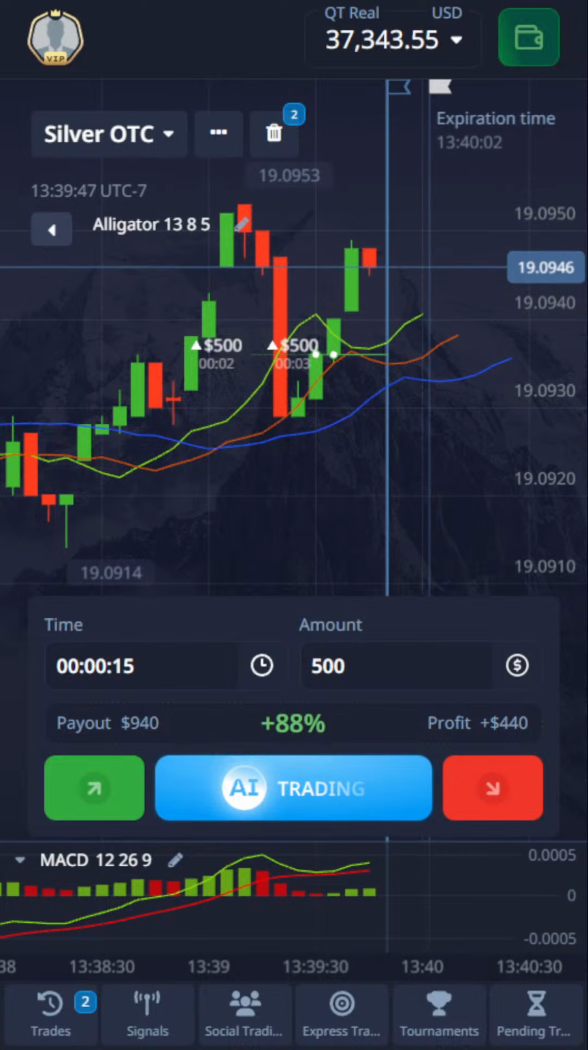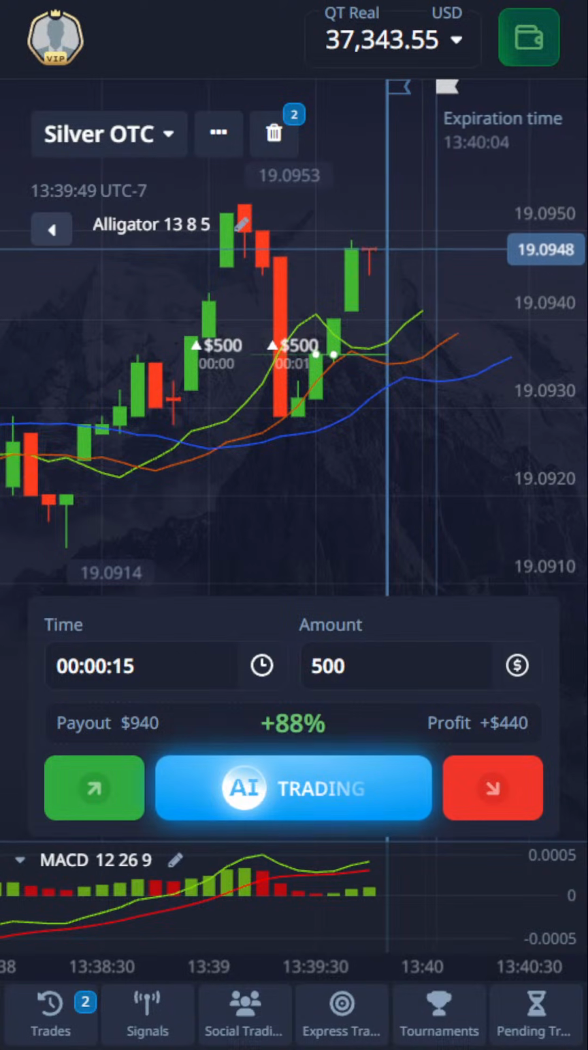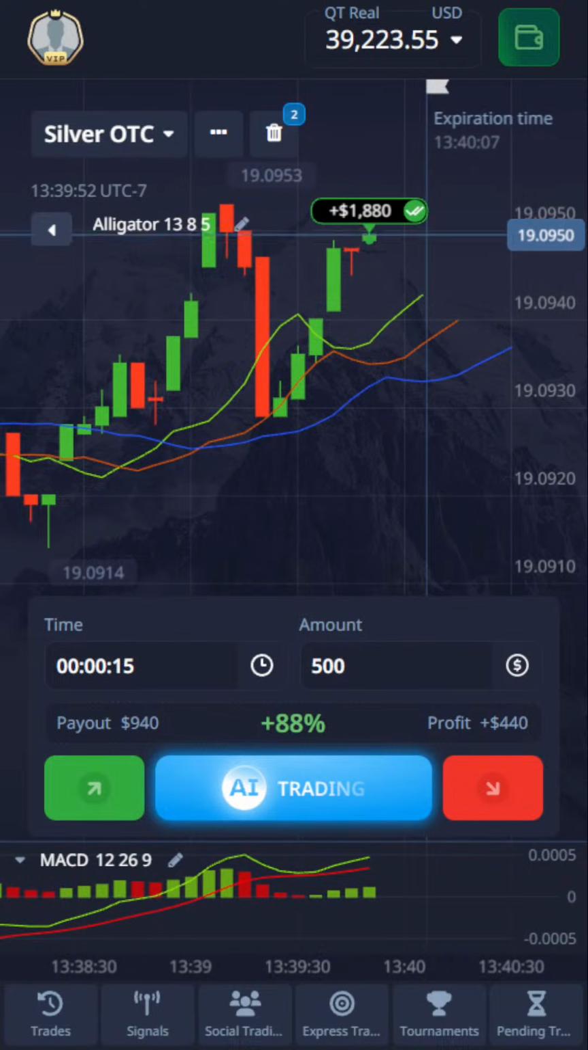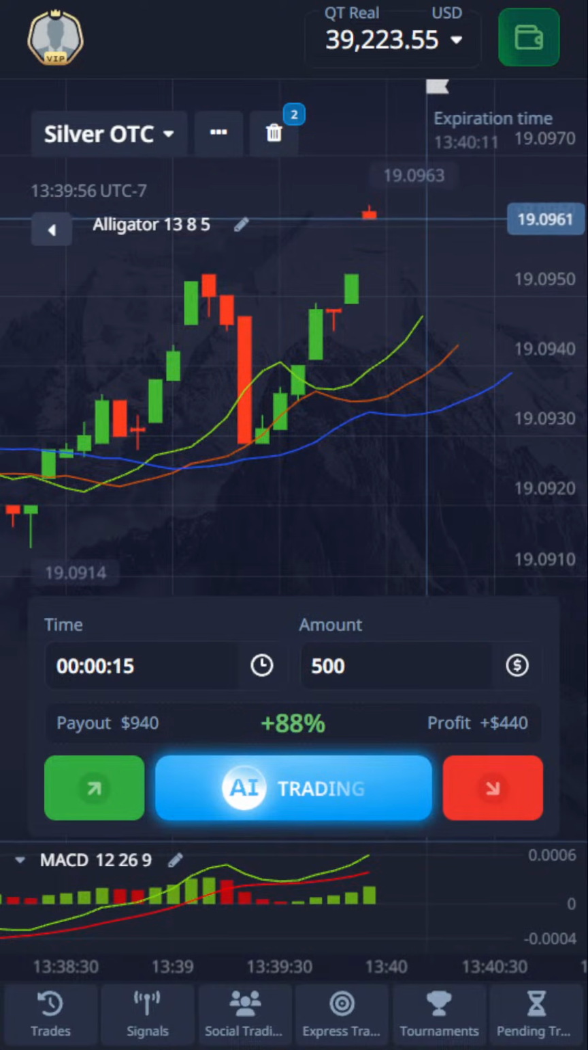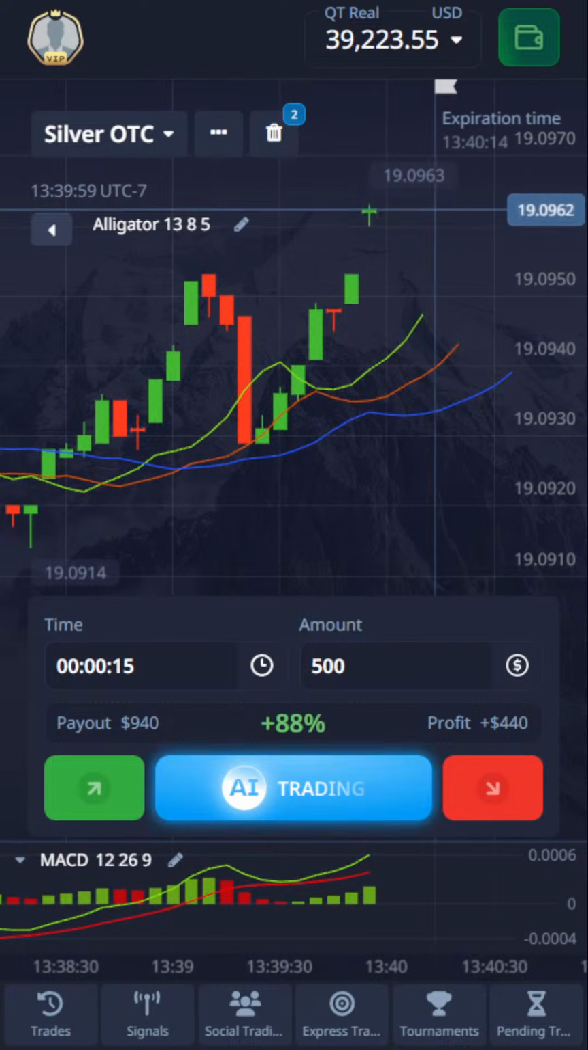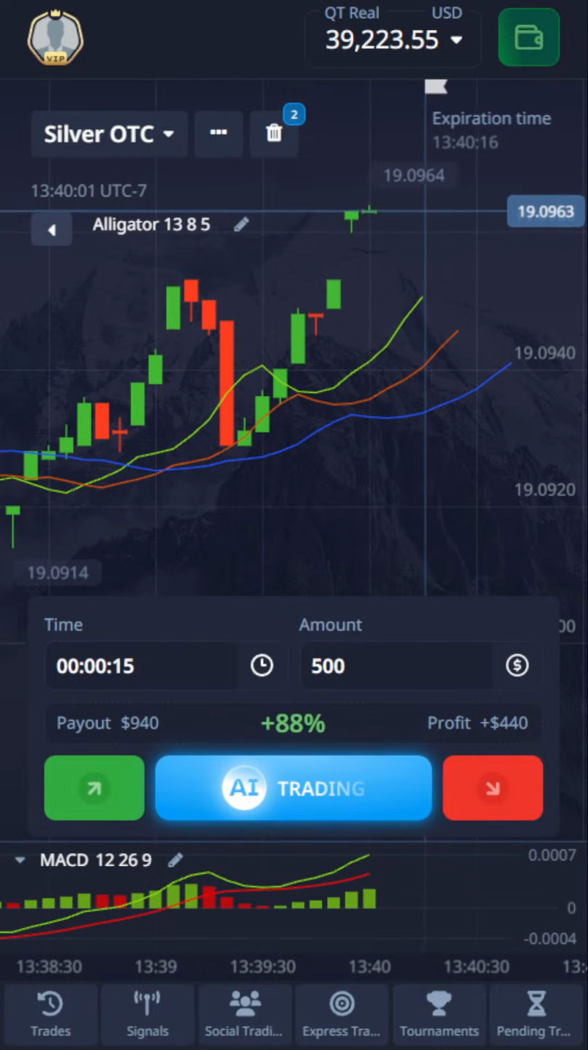JW for Life, which platform are you using? This is Pocket Option.